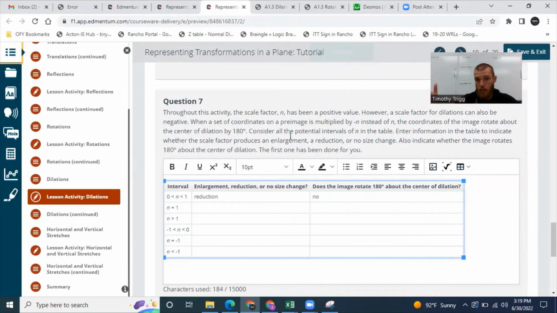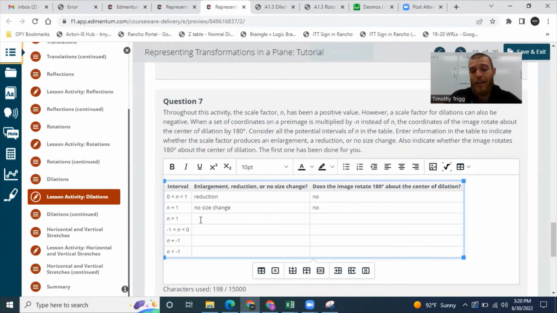Okay, so this is a lot of words, hard to understand exactly what they're saying, but let's talk about the ones we already know. So when we have a scale factor between 0 and 1, like 0.5, remember that's a reduction, isn't it? And do we flip it 180 degrees? No, we don't, because it's positive. Between 0 and 1, that's a positive number. What about when n equals 1? Well, this is not an enlargement or reduction. This is no size change. Is it rotated 180 degrees? No, it's not. Again, because 1 is positive.